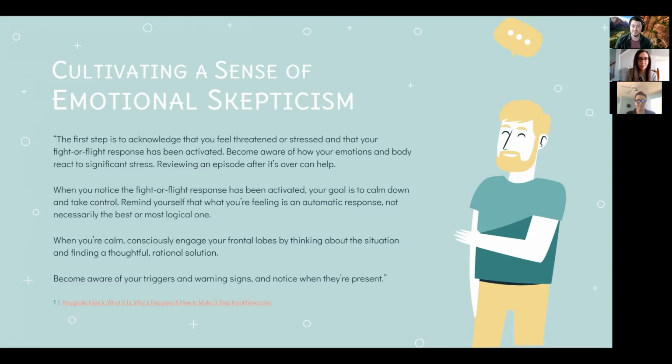Reviewing an episode after it's over can help. When you notice that the fight or flight response has been activated, your goal is to calm down and take control. Remind yourself that what you're feeling is an automatic response and is not necessarily the best or most logical one. When you're calm, consciously engage your frontal lobes by thinking about the situation and finding a thoughtful, rational solution. Become aware of your triggers and warning signs and notice when they're present.